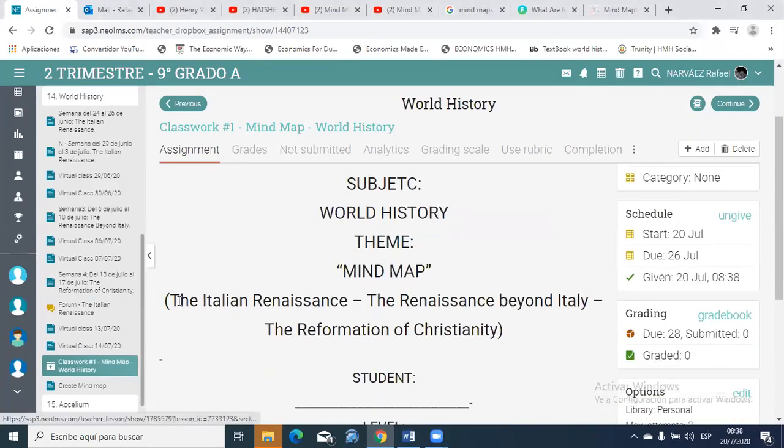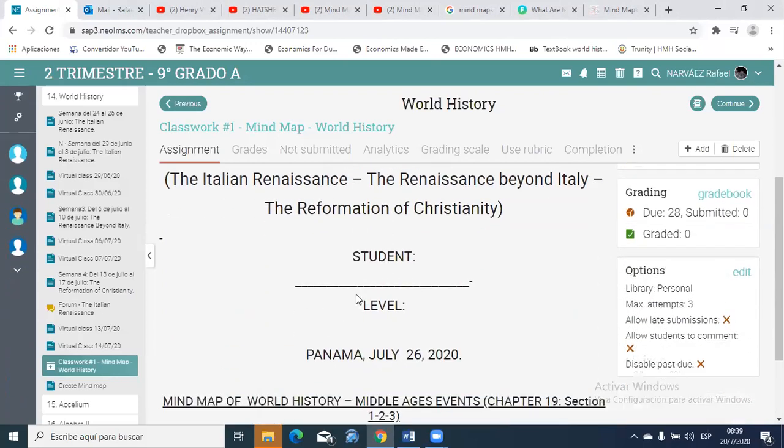Now we have studied the Italian Renaissance. That's chapter, I don't remember the chapter, but I know it belongs to chapter 19. This section 1 is the Italian Renaissance. The second topic we have studied is the Renaissance beyond Italy. And now we are finishing. Tomorrow we're going to finish the Reformation of Christianity. So using these 3 topics, you are going to create a mind map, guys.